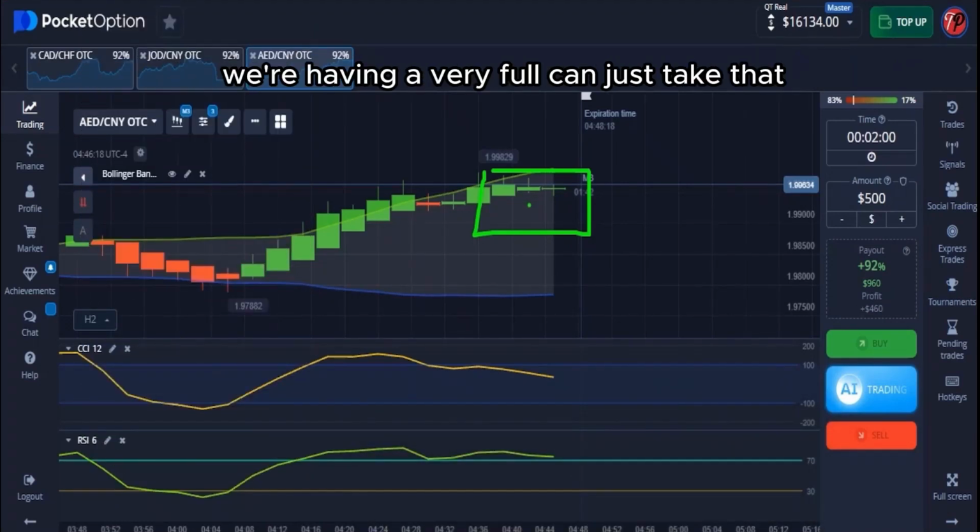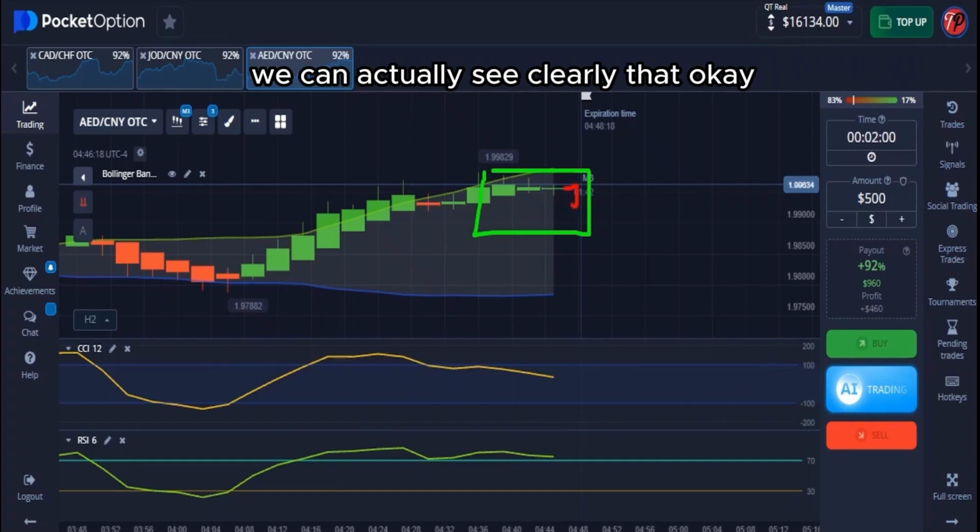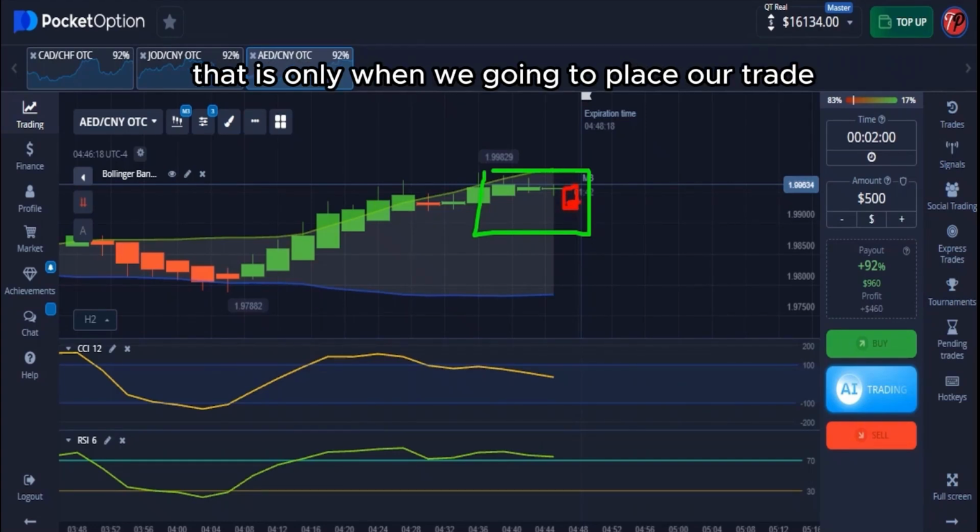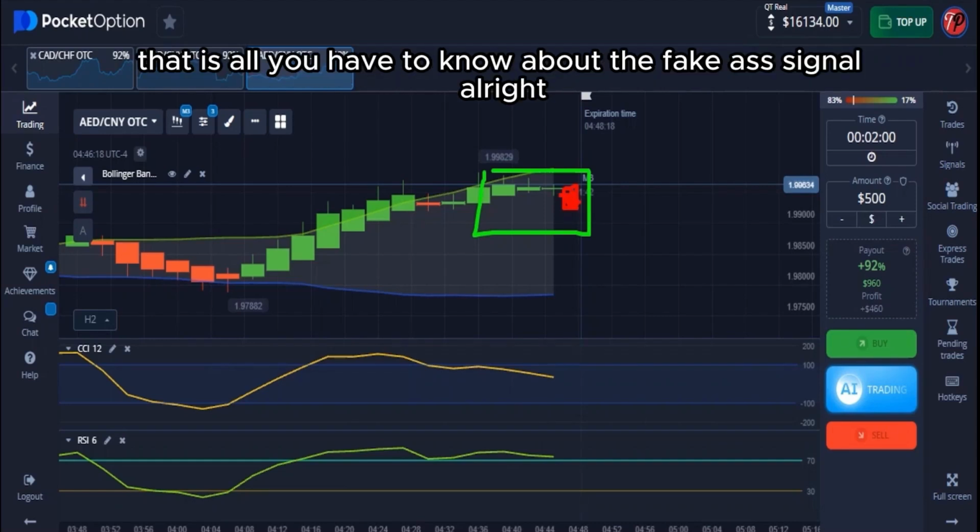We are having a very full candlestick that we can clearly see, okay, this is actually a reversal in the market. That is only when we're going to place our trade. I hope you understand. So guys, that is all you have to know about the fake signal.